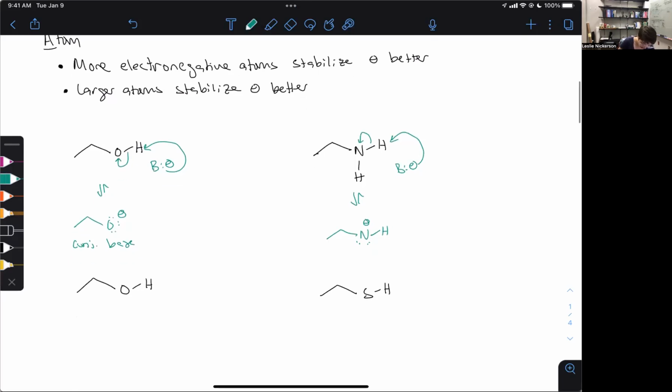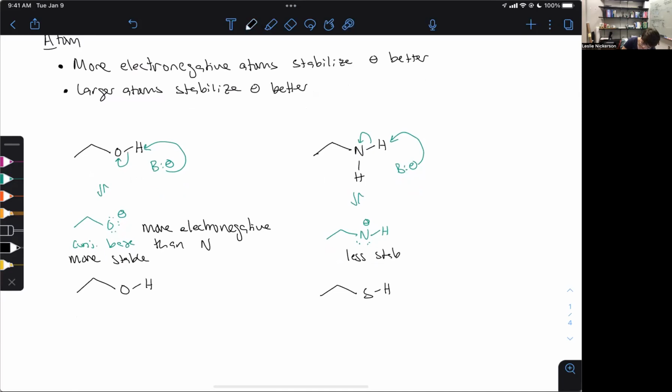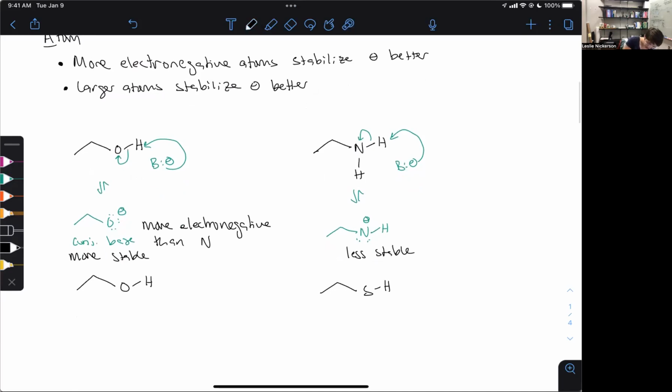So in this case, I gave a pretty easy example. We've got oxygen versus nitrogen. Oxygen is more electronegative. Nitrogen is less electronegative. So the oxygen is going to be more stable, whereas this one's going to be less stable. So this is going to be our more acidic one, the alcohol, whereas the amine is less acidic.